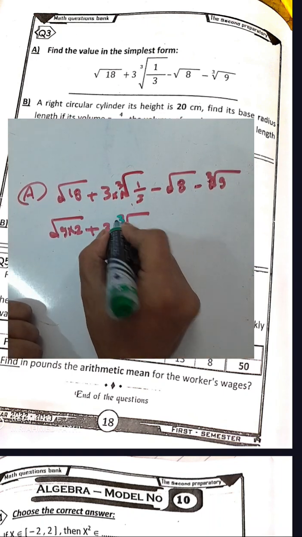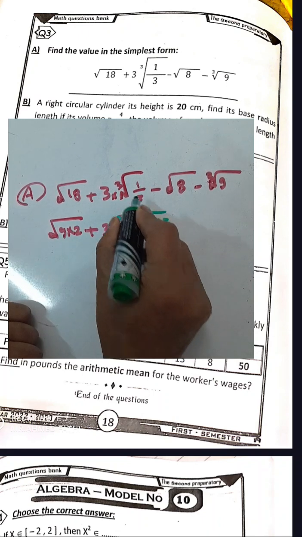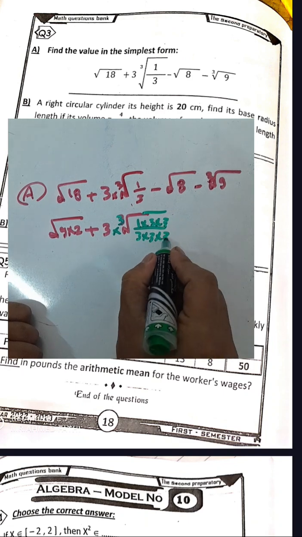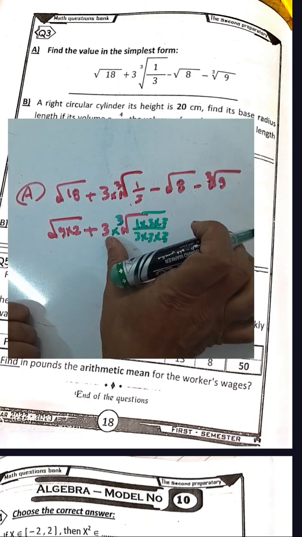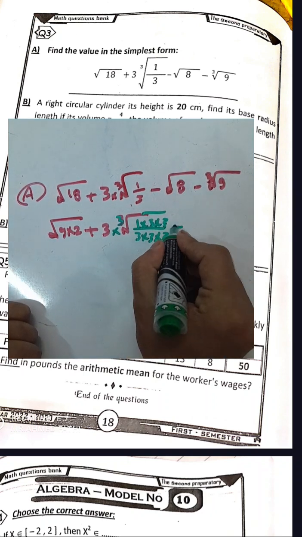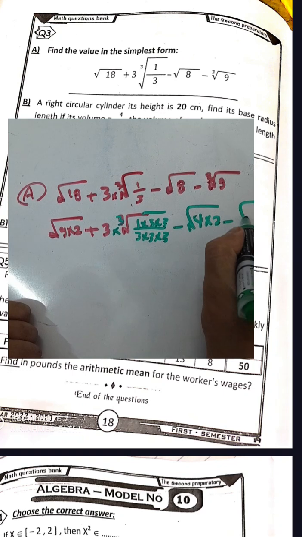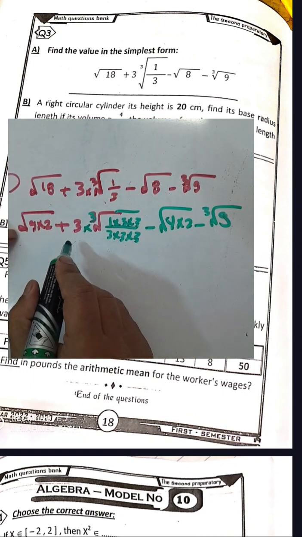Pay attention with me to these steps. 1 times 3 times 3, and here 3 times 3 times 3. 3 times here, then you can move it outside the cubic root, okay? And here 1 times 3 times 3. Subtract square root of 8. 8 equals 4 times 2. Subtract cubic root of 9. And then square root of 9 will be 3.